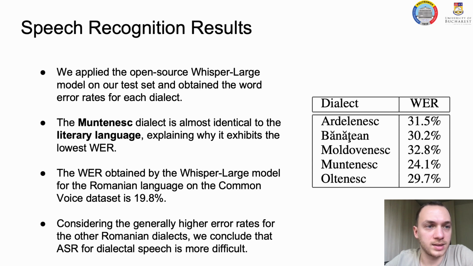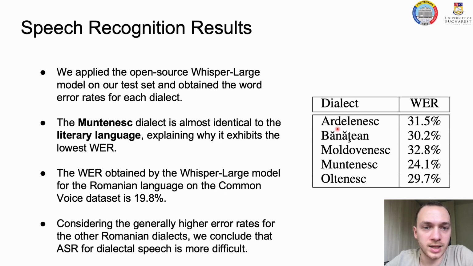Now, let's discuss the speech recognition results. We applied the open source Whisper Large model on our test set and obtained the word error rate for each dialect. The Muntenesc dialect is almost identical to the literary language, explaining why it exhibits the lowest word error rate. The word error rate obtained by the Whisper Large model for the Romanian language on the Common Voice dataset is 90.8%.